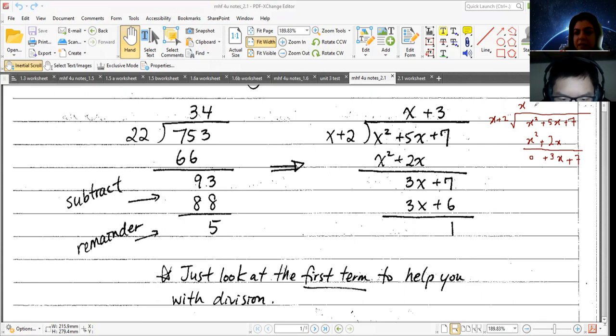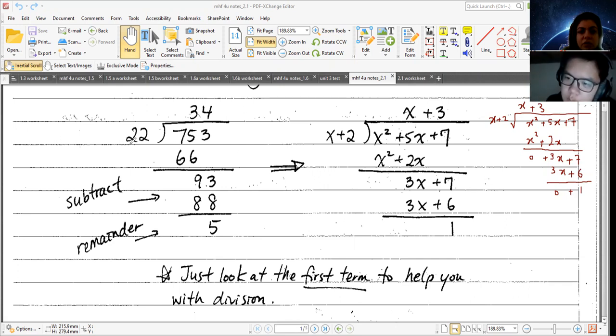See? Now the next step, you have to look at this 3x and say, what do I multiply by x to become 3x? Of course, 3, right? 3 multiplied by x is 3x, plus 3 multiplied by 2 is 6. Now minus: 3x minus 3x, 0. 7 minus 6 is 1. You got it? Do you have any question? No, I'm good. You're good?